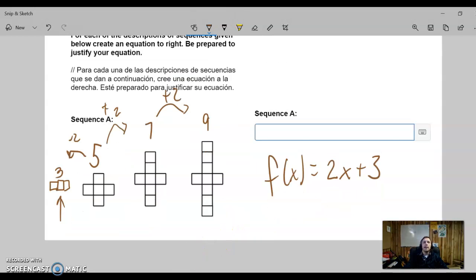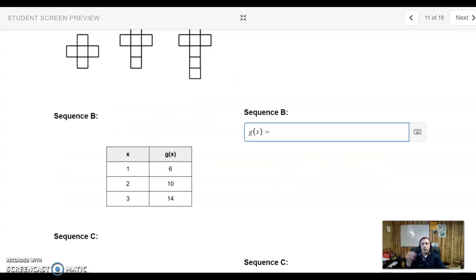Where is that at? All right, take a peek at sequence B. Again, you're looking for: is it linear or exponential? Is it an arithmetic sequence, going up by adding or subtracting the same number, or is it a geometric sequence, where we're multiplying by the same thing each time? Hopefully you see from 6 to 10, 10 to 14, we're going up by how much? Yeah, we're going up by 4.